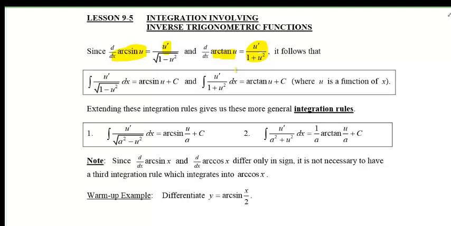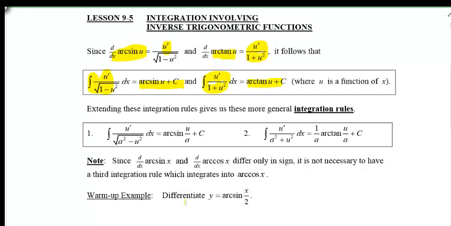Now, going backwards, if I ask you to integrate something where the denominator has the square root of 1 minus u squared and the numerator has u prime, then you get back arcsine. Similarly, the integral of 1 over 1 plus u squared with a u prime on top becomes arctangent.